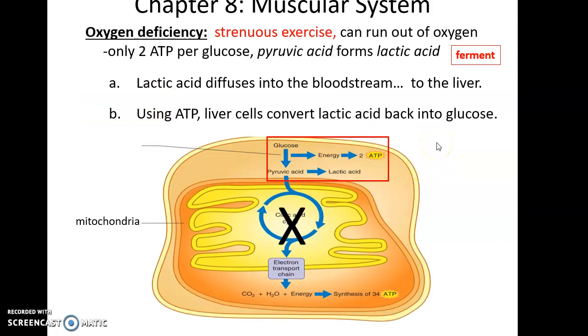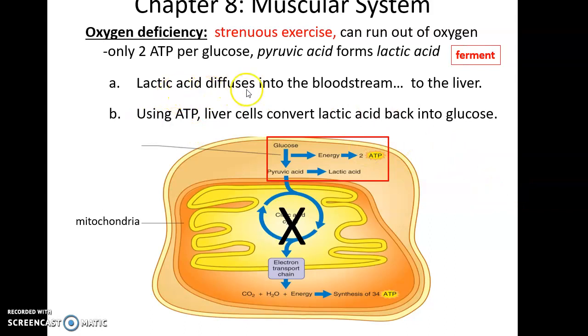And now, after strenuous activity, it is possible to end up using up all of the oxygen within the muscle cell. And this then leads to fermentation, to anaerobic respiration, where you only get 2 ATP per glucose. And this is not ideal. It also leads to the production of lactic acid as the muscle cell ferments.